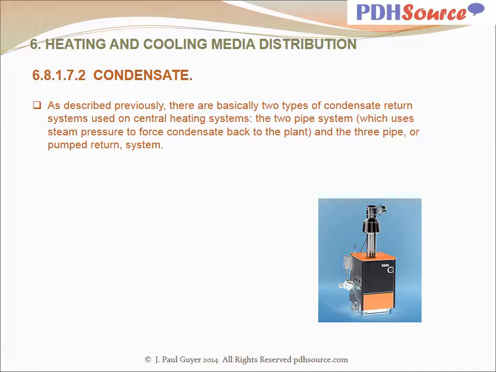As described previously, there are basically two types of condensate return systems used on central heating systems: the two-pipe system, which uses steam pressure to force condensate back to the plant, and the three-pipe or pumped return system.